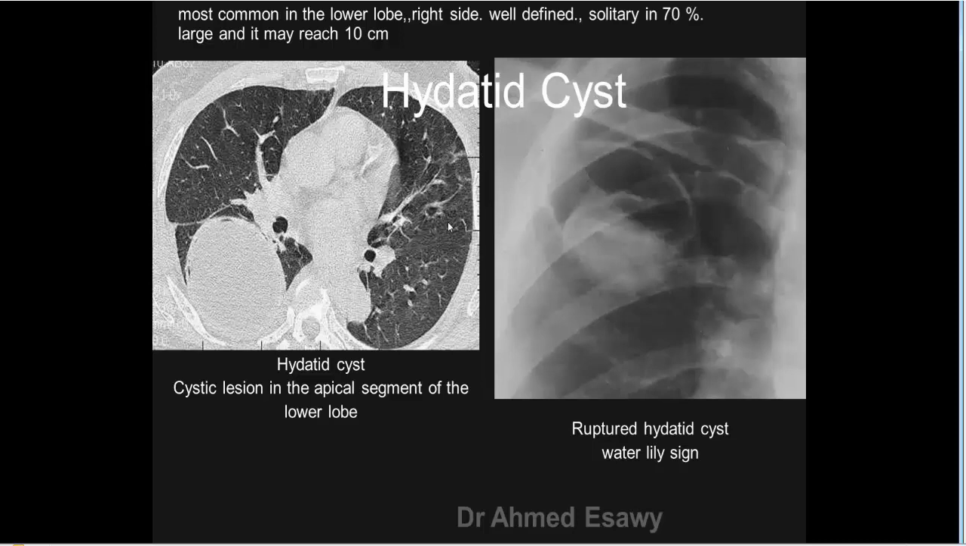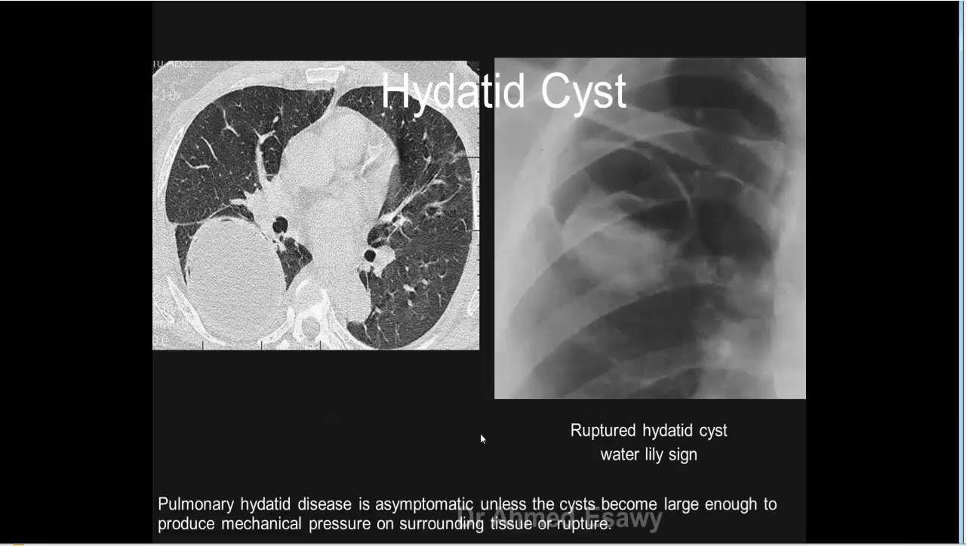Hydatid cyst is most common in the lower lobe, right side, well defined, and solitary in 70%. Large cysts may reach 10 cm. Here is a cystic lesion in the apical segment of the lower lobe. A ruptured hydatid shows what is called the water lily sign. Pulmonary hydatid is asymptomatic unless cysts become large enough to produce mechanical pressure on surrounding tissue, or rupture.